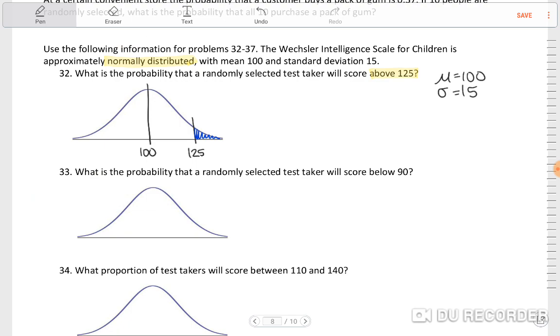Okay, so if we're looking for the probability of being above, again, this is a normal CDF. From 125 would be my minimum. My maximum value would be infinity. My mean is 100. My standard deviation is 15. So if we plug that in, we're going to get 0.0478.